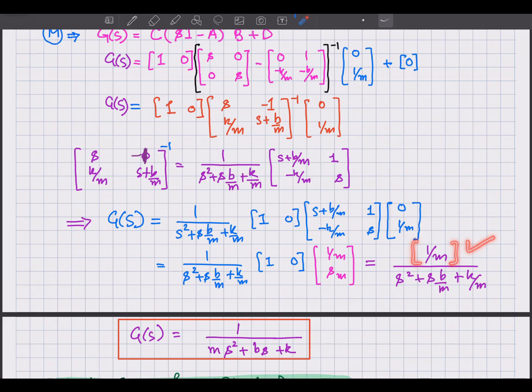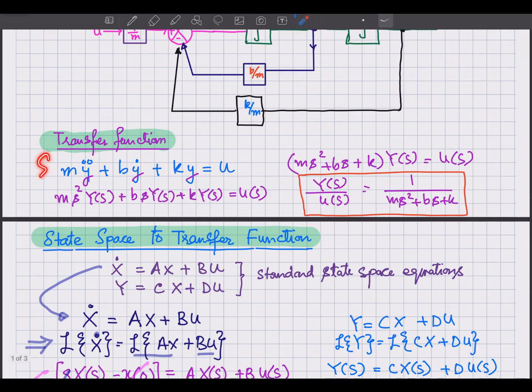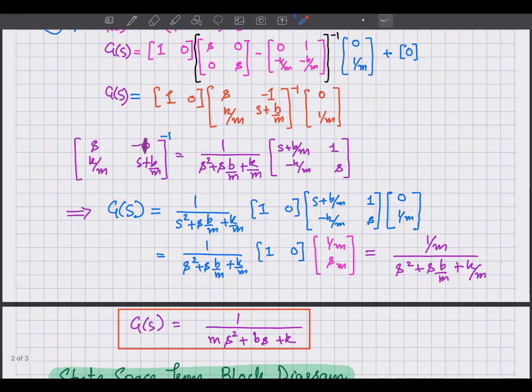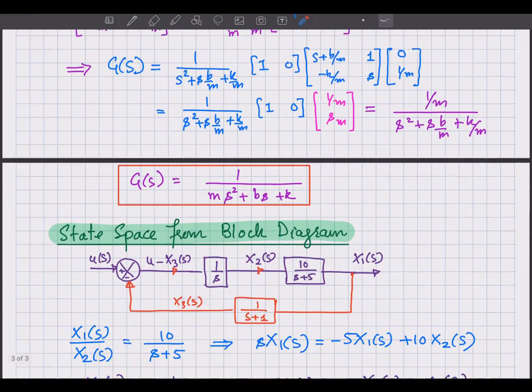So 1 by m divided by this part. Now simplifying this one, we are going to get this equation, and this is exactly what we derived earlier directly from the differential equation, right? So we can derive the transfer function from the state space. If the matrices A, B, C and D are known to us, we can easily derive the transfer function.